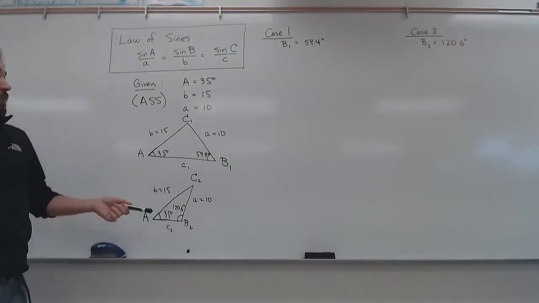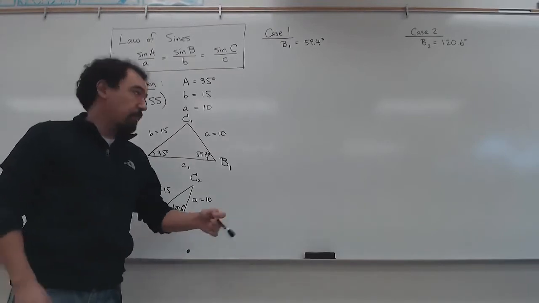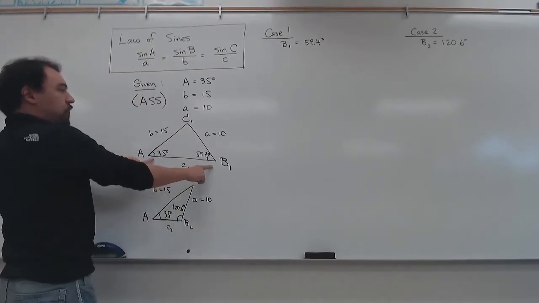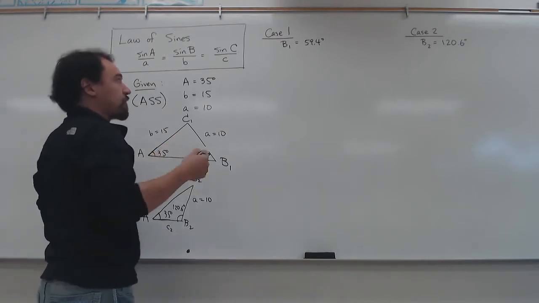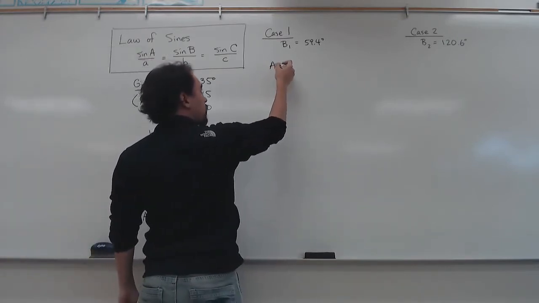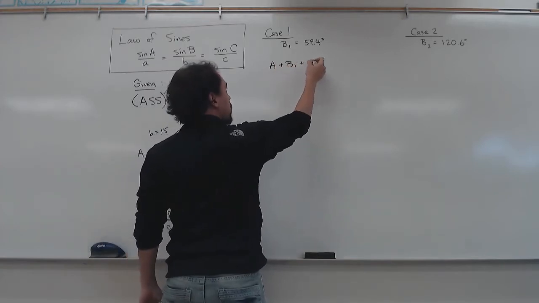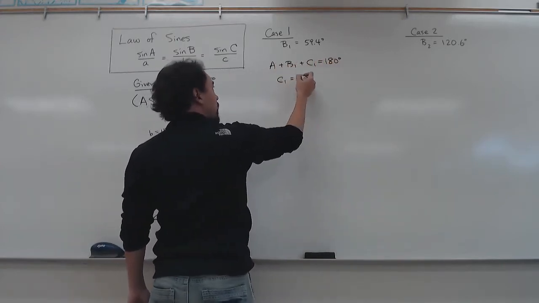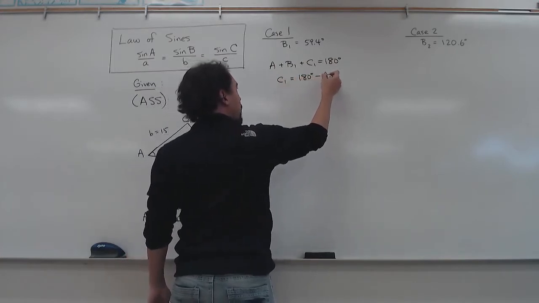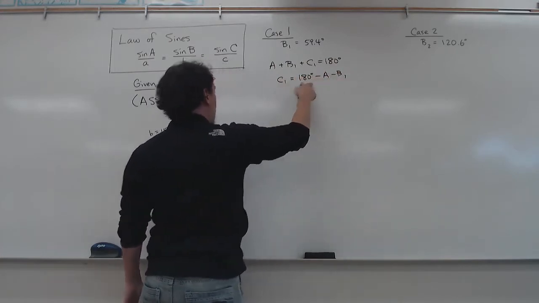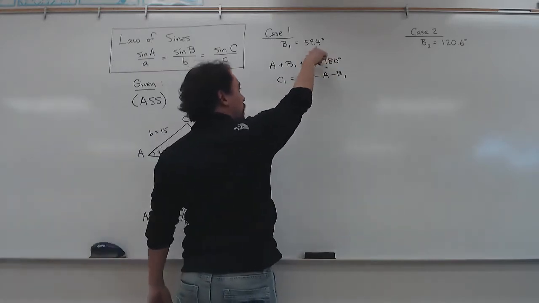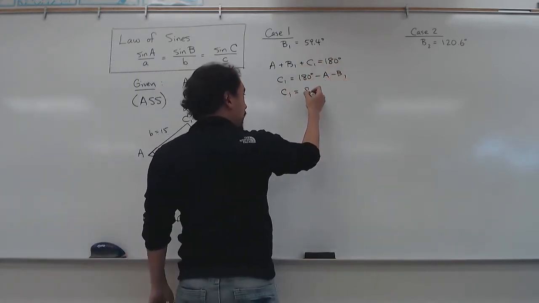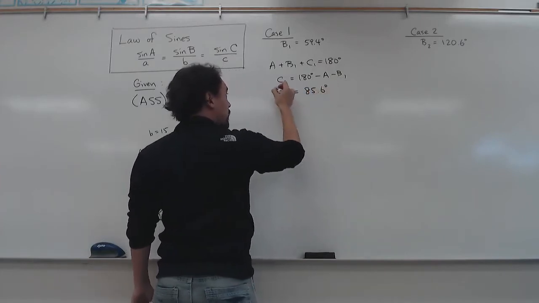So we figured out that there are two cases we have to solve. It's time to divide and conquer. In this triangle, we now have two angles, which means we can find the third angle by noting that the three angles in the triangle have to add up to 180 degrees, which means we can say that C1 is equal to 180 degrees, subtract A minus B1. We have A is 35 degrees, and we're going to use this as B1, which tells us that C1 is going to be 85.6 degrees.